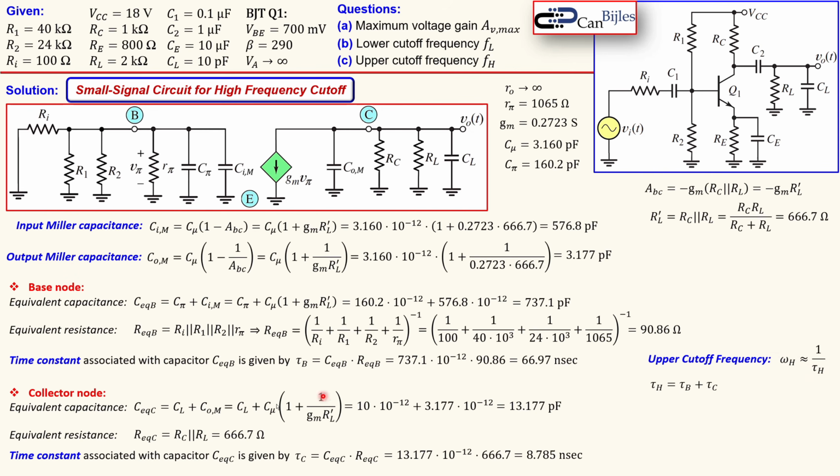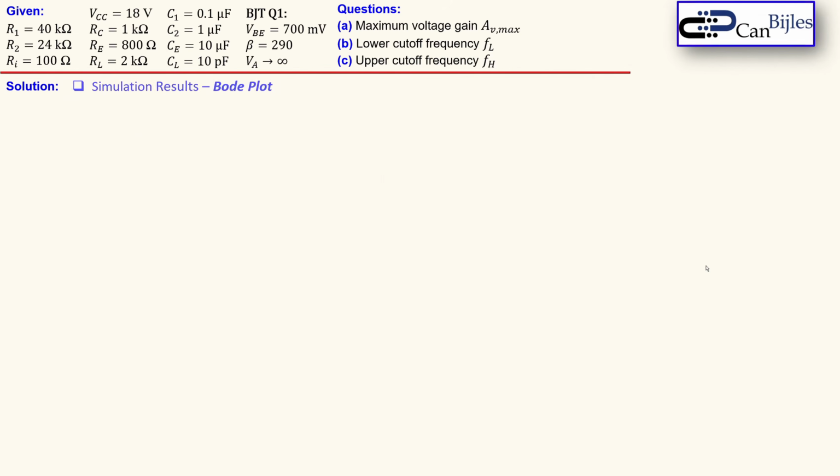Well, this is a summation of this tau B, which is the time constant associated with this base node, and the time constant associated with this collector node. Now, if you add up these two time constants, you get here 75.76 nanoseconds. And then if you calculate that, you get here 13.20 mega radians per second. And if you convert that into hertz, you get almost 2.1 megahertz. That's now the upper cutoff frequency calculation from these Miller approximations and the model we have used for our high frequency analysis.